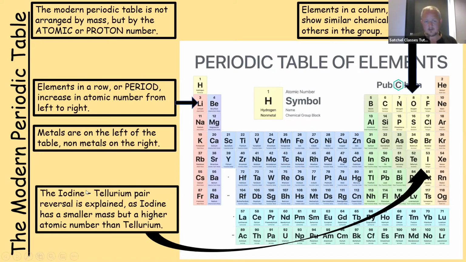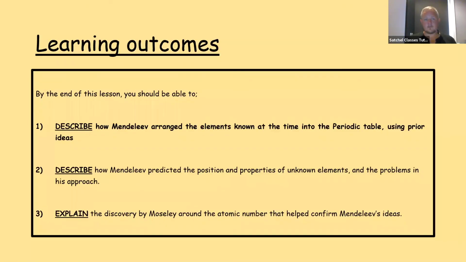Iodine tellurium pair reversal is explained as iodine has a smaller mass, but it has a higher atomic number than tellurium. So what Moseley found out was that even though iodine has a smaller mass, it contains more protons than tellurium. Therefore, its position should be as Mendeleev described in the end, with tellurium coming before iodine in order. So that's the discovery by Moseley around the atomic number that helped confirm Mendeleev's ideas, and also the structure of the modern periodic table that we know and see today.